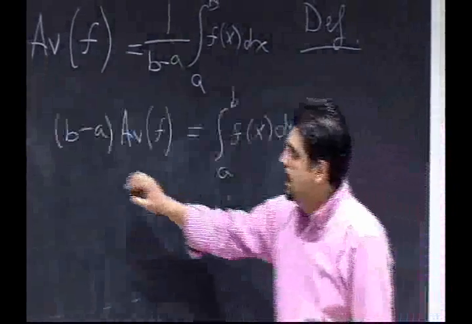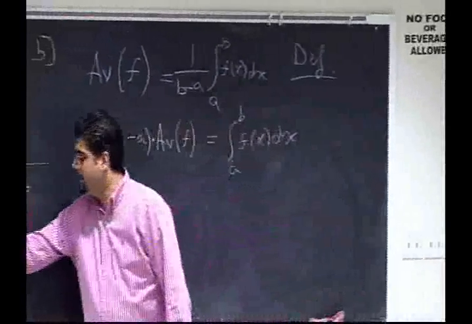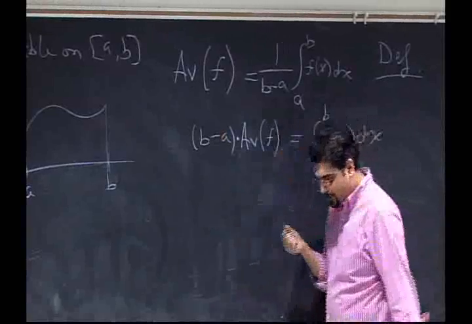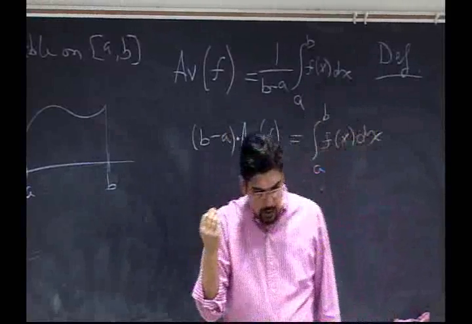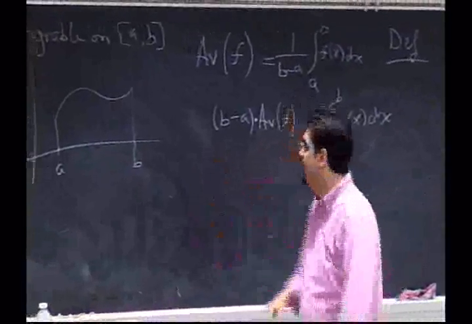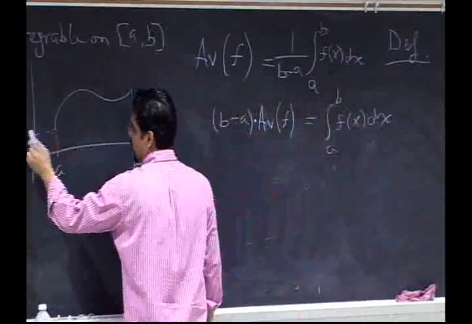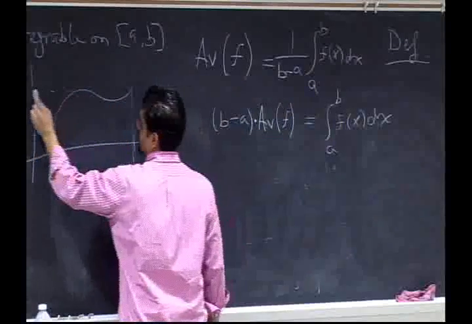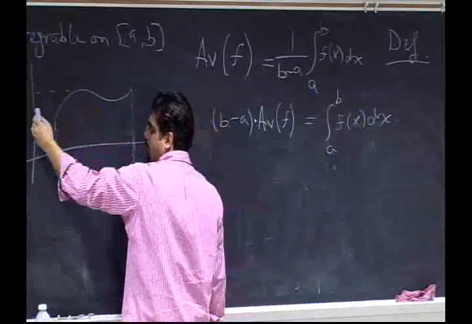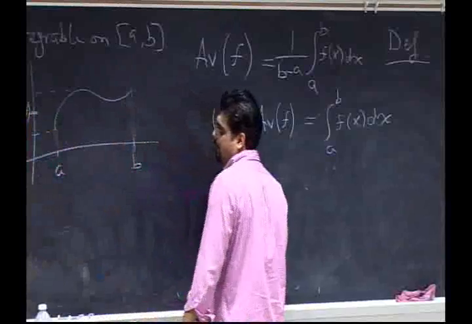But anyway, this is a product of b minus a, which is the length of the interval ab, and the average value of f. Well, if you take the average value of a set of numbers, then it has to be between the lowest and highest value, right? So the average value of f is some number between this and the highest point here. That's the largest value of f, that's the smallest. So the average is some number here. Let's say this is it. This is the average value of f, right?